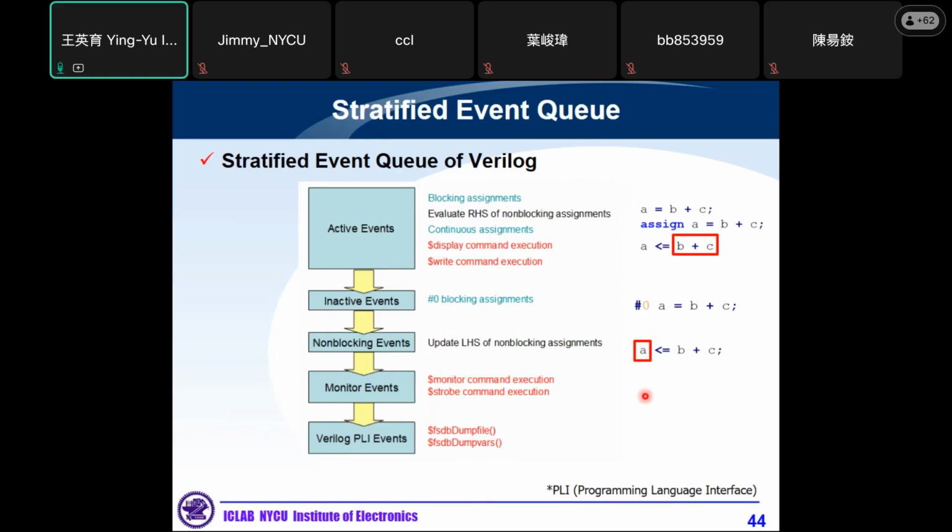We introduce a virtual timeline and divide it into 5 event queues, each with a different priority level of execution. First one is the active event. The first to execute, this includes blocking assignments such as assignments in the combinational circuit, pre-computed right-hand side of non-blocking assignment, and the sequential operation, and continuous assignment additionally.